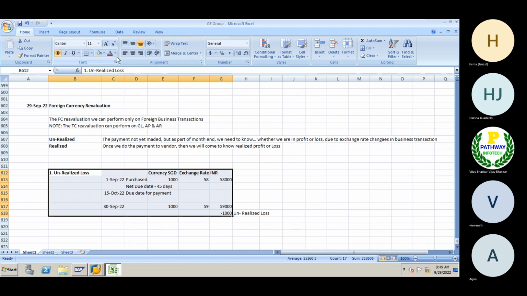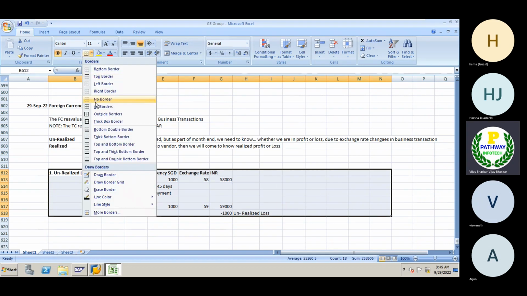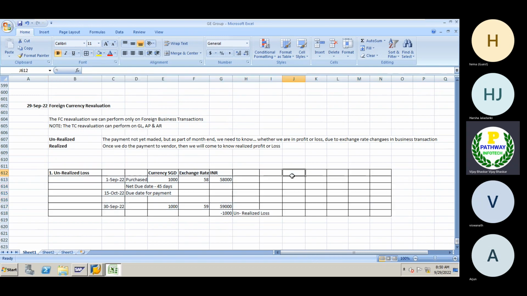Then the next one is the accounting entry, also a very important one. What is the accounting entry for an unrealized loss? If it is an unrealized loss, the accounting entry is as follows.